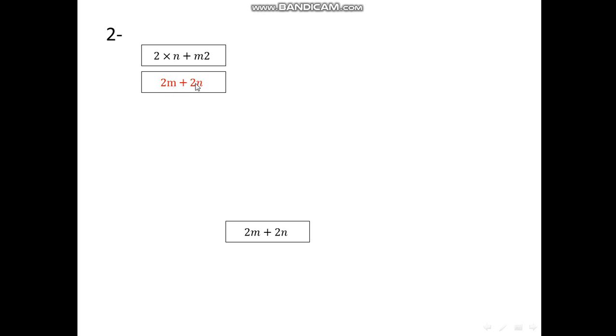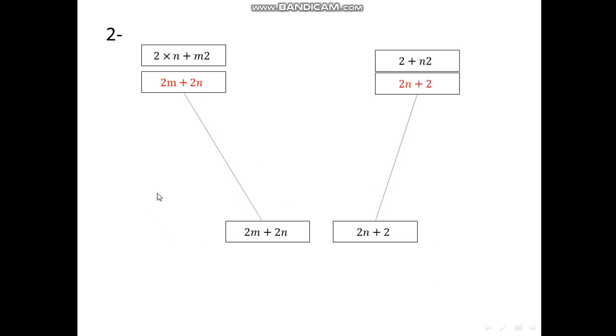Why did I put m here and n here? Because it has to be first m and then n, because in alphabetical order m comes before n. So do I have something that matches this? Yes, this one. So I only have to draw a line. Okay, now we come to this one.